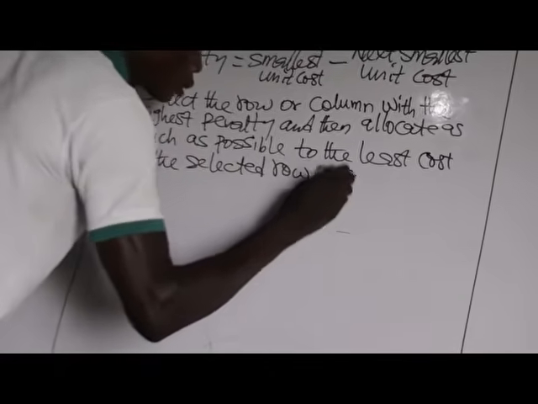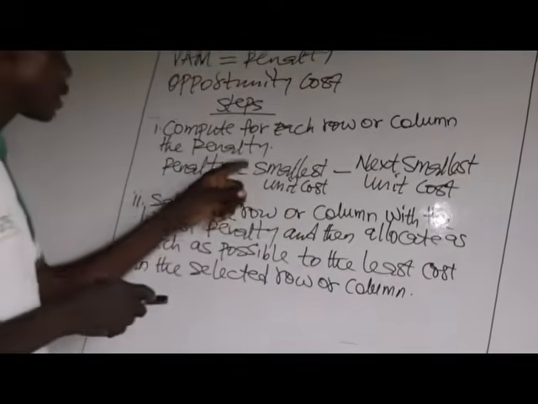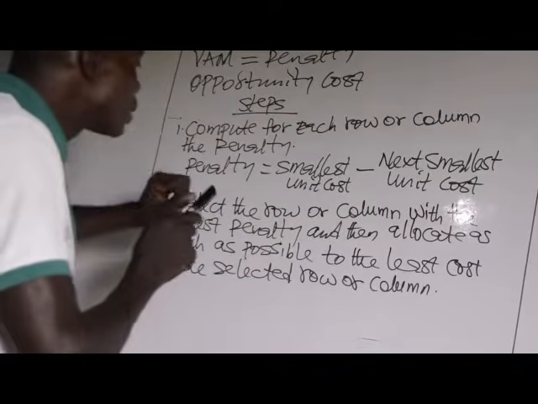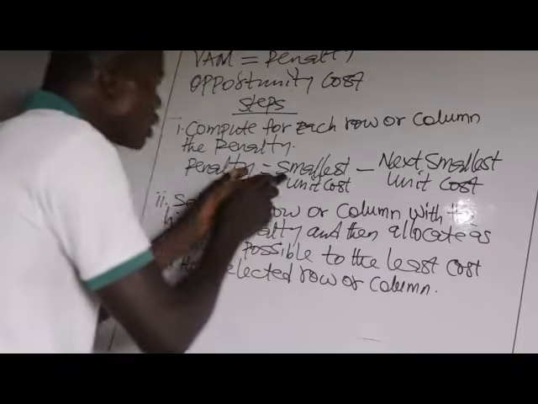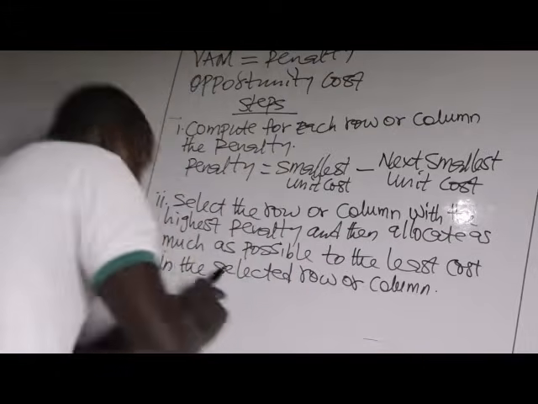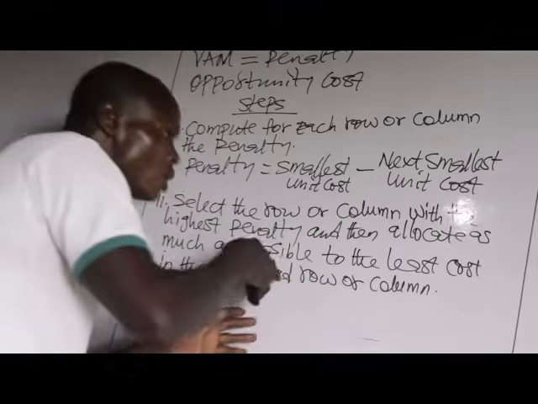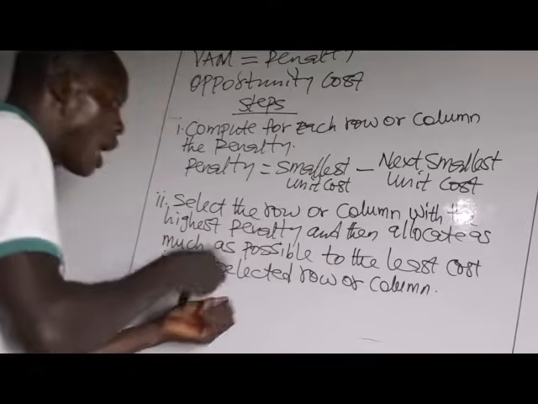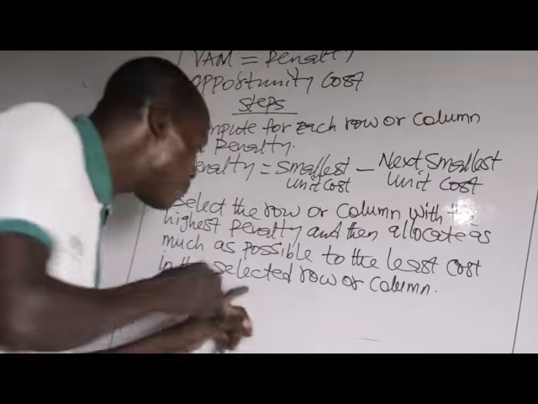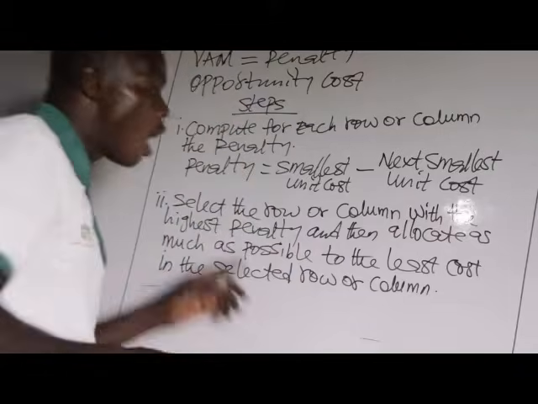I've told you that the first step is to determine this penalty for each row or column. Penalty is the smallest unit cost minus the next smallest unit cost. Then after that, you select the row or column with the highest penalty. Then you allocate as much as possible to the least cost in the selected row or column.